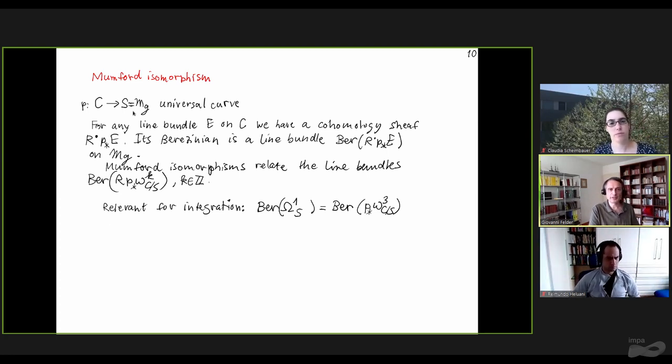So over this moduli space, we have a universal curve. So M_g classifies isomorphism classes of genus g supercurves. And for each class, you have a fiber, you have a curve C, which is in that class. And so you have this super universal curve, and I abbreviate the base as S again. Now, what is this Mumford isomorphism? Mumford isomorphisms are relations between derived direct images of these powers of the canonical sheaves.